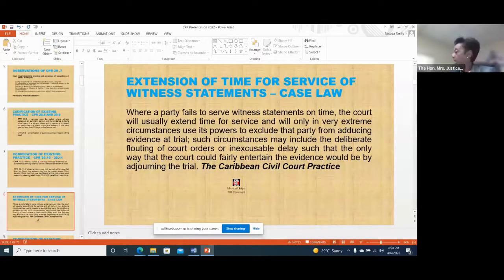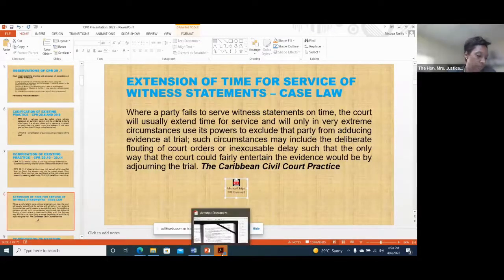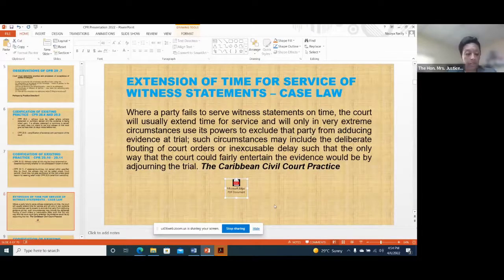I think it's an interesting point because it raises where a court would consider an appropriate case to permit an extension of time for service of witness statements when you have fallen outside of your specified time. So the court will usually extend time for service. Only in very extreme cases will it exclude that party from adducing evidence at trial. Such circumstances may include the deliberate flouting of court orders or inexcusable delay, such that the only way that the court could fairly entertain the evidence would be by adjourning the trial.